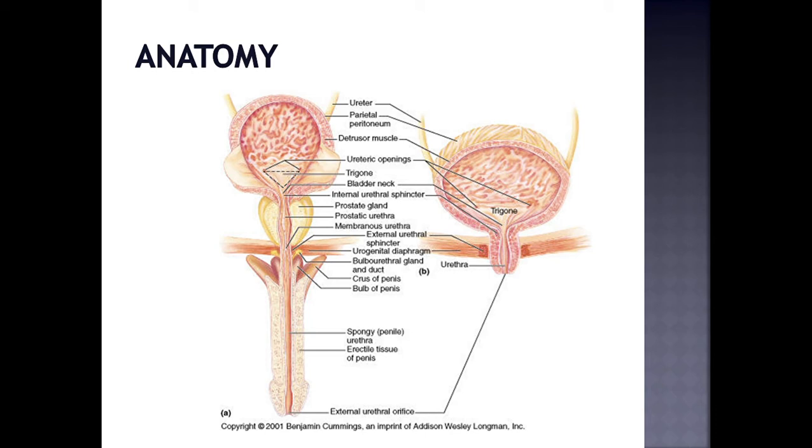On the right side, what we see is the female urethra, about 4 centimeters, while on the left side we see the male urethra. So the prostatic, membranous, bulbar, penile.